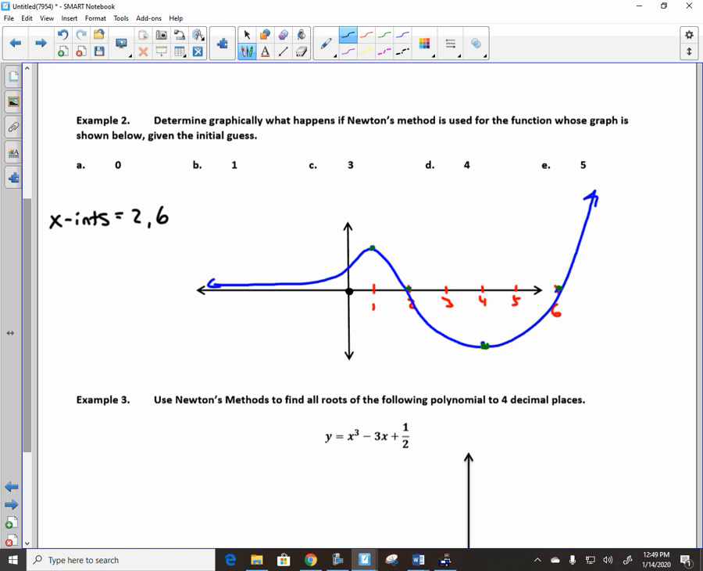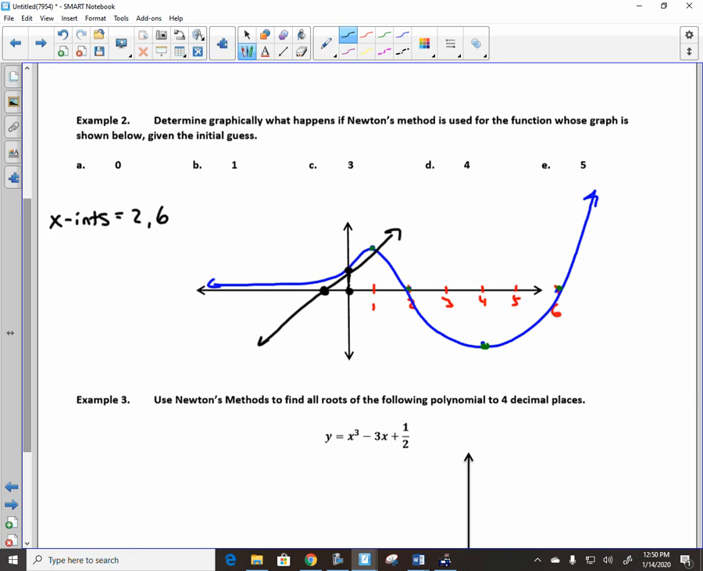I guess 0. Well, what I do is I then locate the point. I've located that point, right? Then what do I draw? A tangent line. And from that tangent line, which spot do I find? The x-intercept. So that becomes my new guess. Did that draw me closer to 2 or further away from 2? It drew me further away from 2, didn't it? Well, let's see what happens if we do it again.